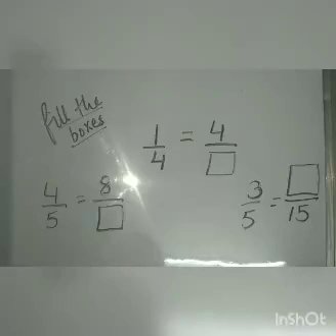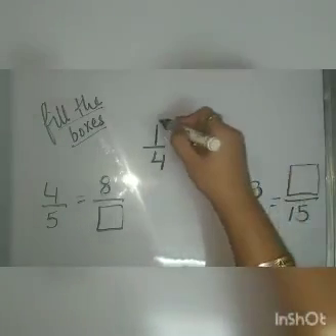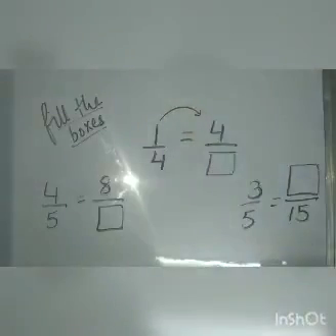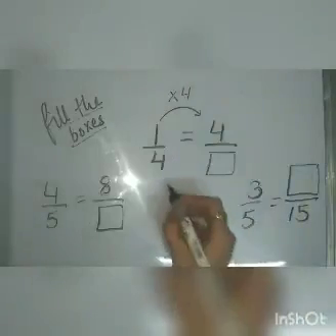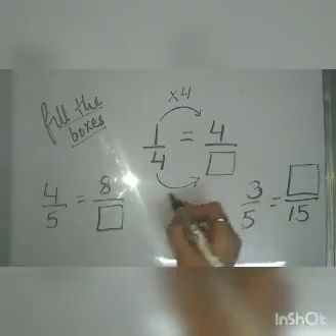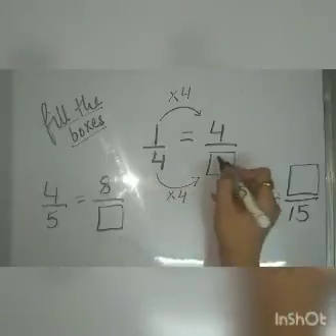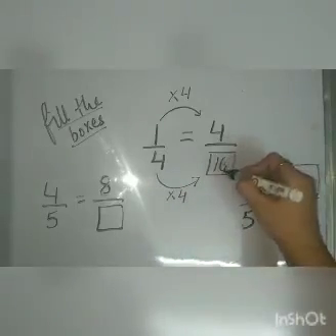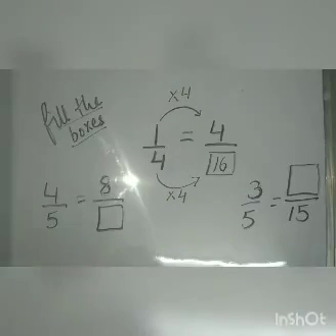Fill in the boxes to make them equivalent fractions. 1 upon 4. 1 is multiplied by which number to get 4? 1 is multiplied by 4. So at the denominator we will multiply 4 by 4. 4 fours are 16. So 4 by 16 is the equivalent fraction of 1 upon 4.